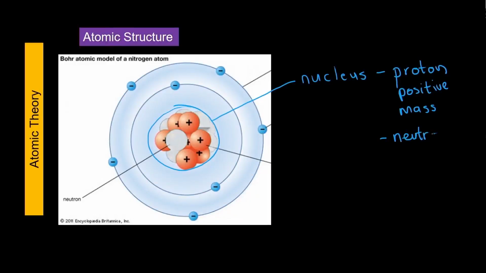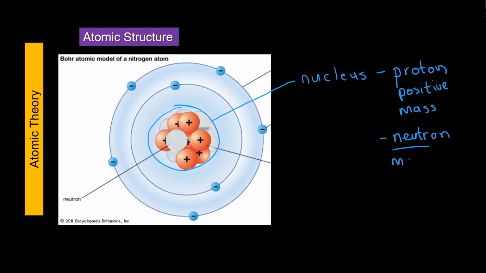Now, the word neutron, from neutral, is saying what it is. So a neutron is a neutral subatomic particle. It's found in the nucleus, but it has mass too. So it has no charge, but it does have mass, and it has the same amount of mass as a proton. This has an implication for us. We will come to that in a few slides' time.